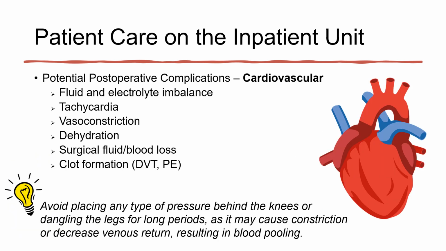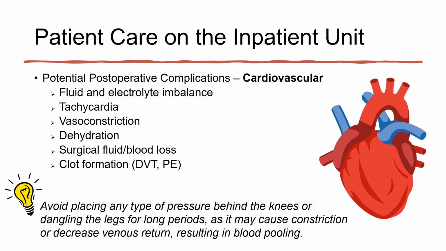In our cardiovascular system, electrolyte imbalance, tachycardia, vasoconstriction, especially if the patient received some vasopressors during surgery, dehydration, blood loss, and clots. So we're going to keep an eye on that and make sure that we're doing our DVT prophylaxis, whatever that may be according to your orders: the sequential compression devices, the early ambulation, and fluids, making sure their fluid status is good and they're not dehydrated, because when you're dehydrated, your blood gets real sticky, it doesn't move well, and that can lead to clots.